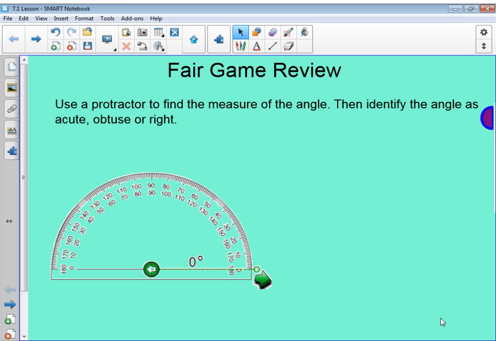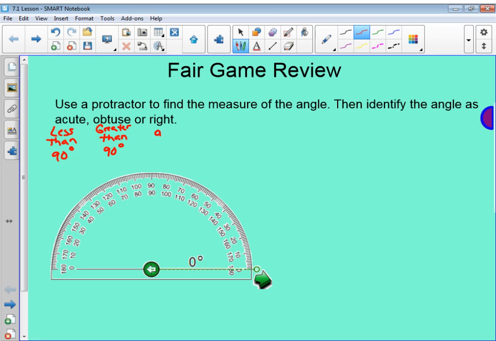An acute angle is going to be less than 90 degrees. Obtuse is going to be greater than 90 degrees. A right angle is exactly 90 degrees. And then I didn't include on here, but you also have straight angles. And those are 180 degrees.